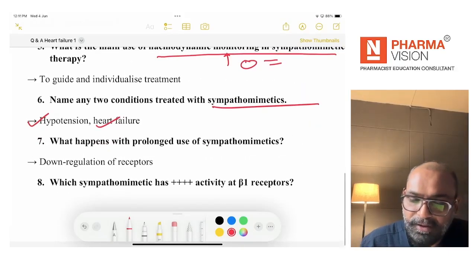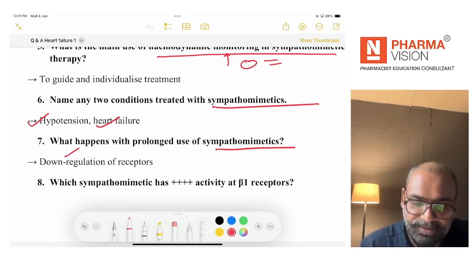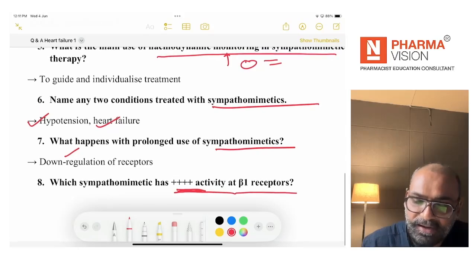What happens with the prolonged use of sympathomimetics? Prolonged use of sympathomimetics can cause down regulation of the receptors. Which sympathomimetics have a positive effect on the beta 1 receptor?